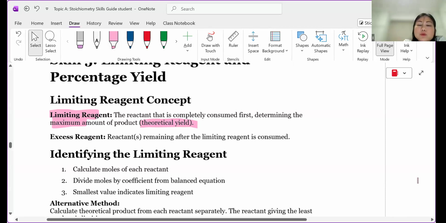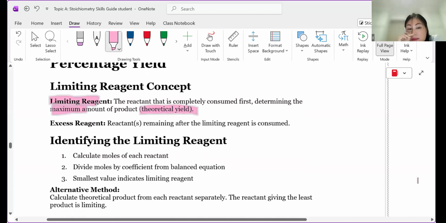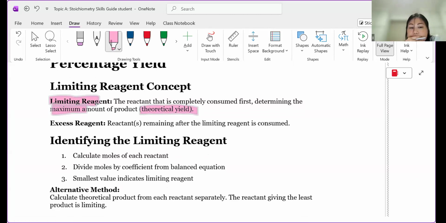First, we must know how many moles of each reactant is present. And then we can divide the moles by the coefficient from the balanced equation. Or we can just say, if this number of moles is used up, how much of the other do I need? And then you check whether you have enough to meet that need.